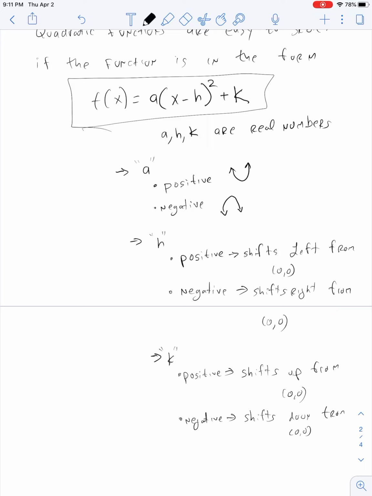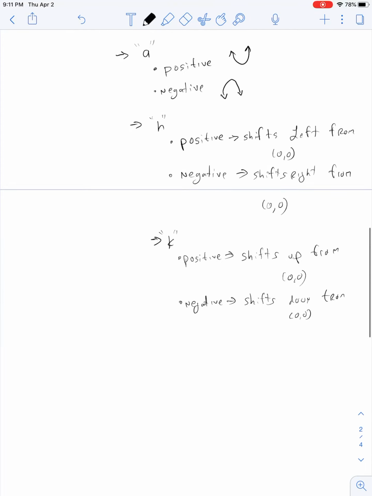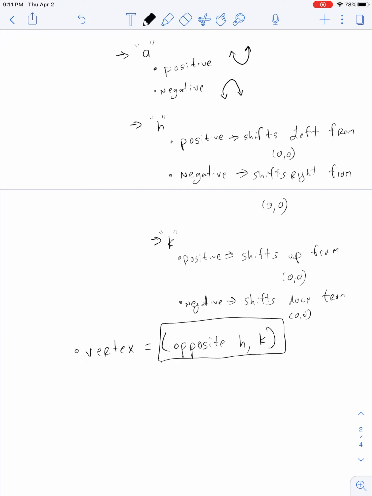Also, something really important to understand is that the h and the k value tell you the vertex numbers. So the opposite of h will be the x value, and your y value will be k.